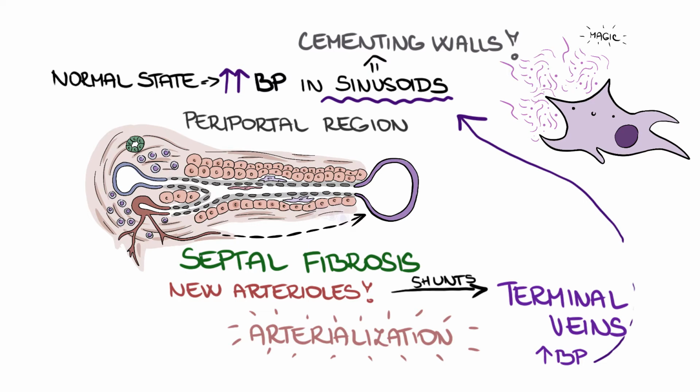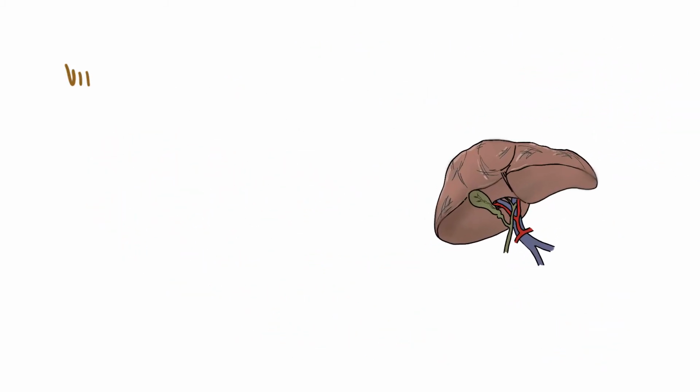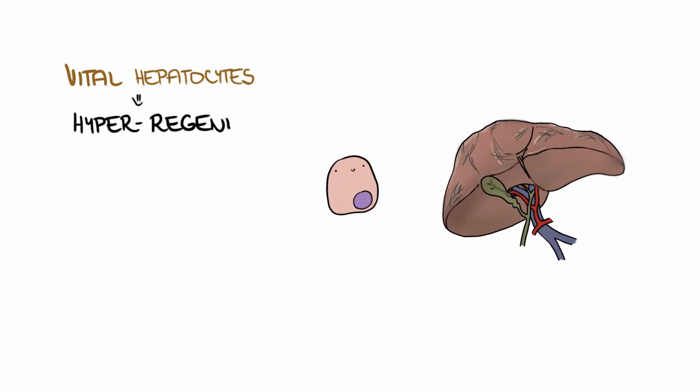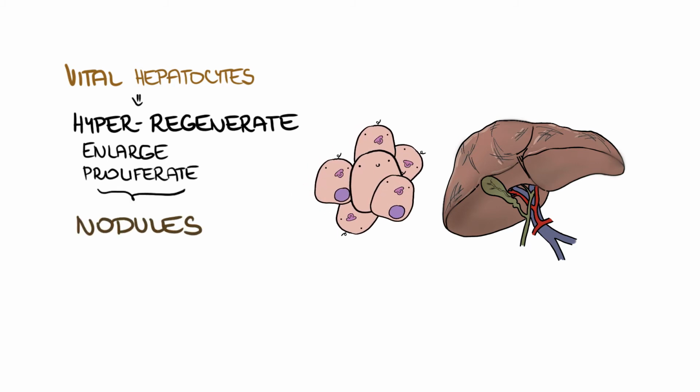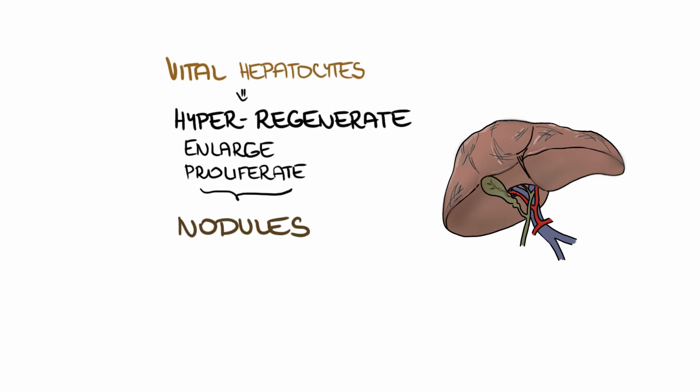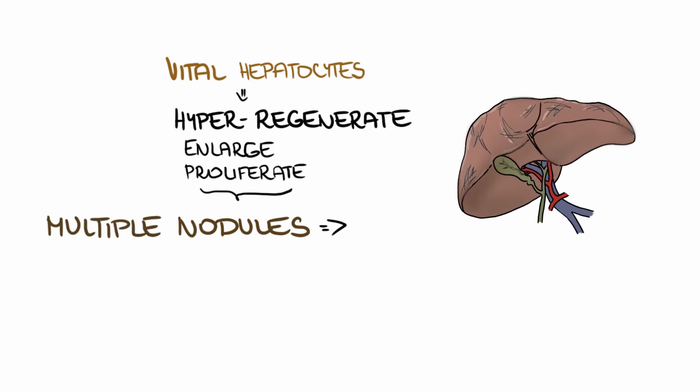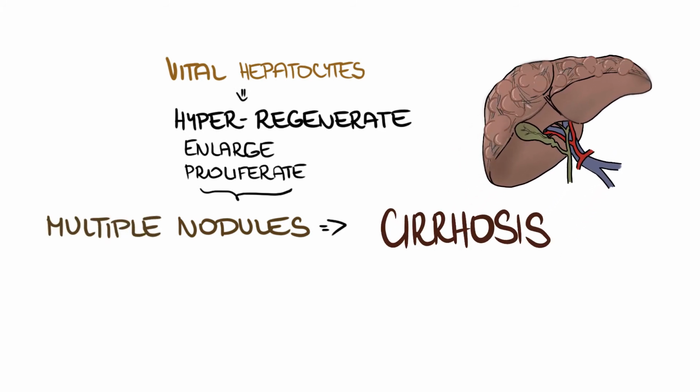Adjacent hepatocytes are shut down, and they suffer from lack of oxygen and nutrients. They start to die out and are replaced by additional fibrosis. Remaining vital hepatocytes hyperregenerate, enlarge, proliferate, and form nodules. At the end, liver structure is rearranged into multiple nodules, which is called cirrhosis.